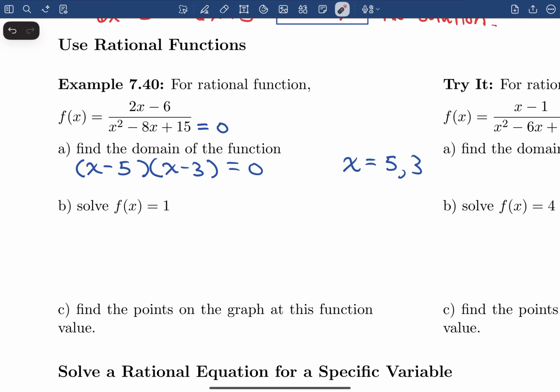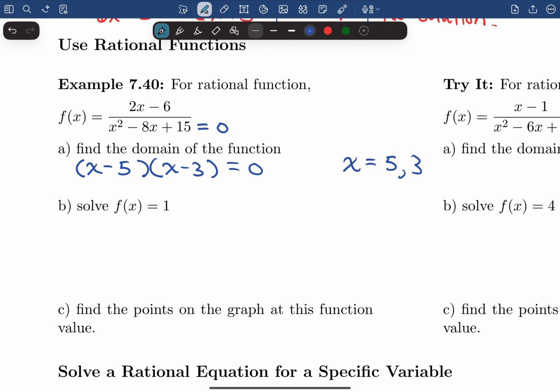That's what we said. So our domain is not allowed to include them because they cause the rational expressions to be undefined. And so x is allowed to be all of those numbers, all numbers from negative infinity to infinity, except for the values of 5 and 3, those two values.